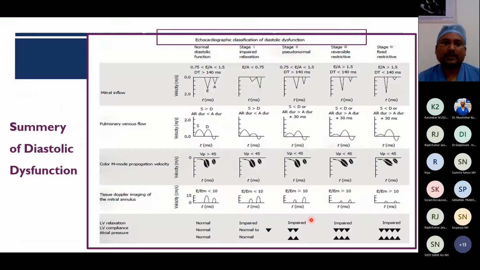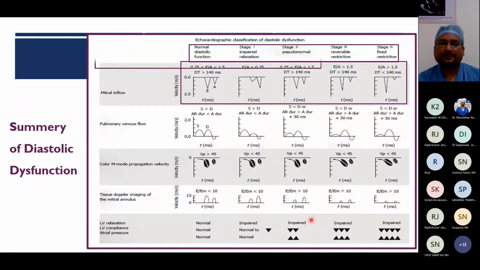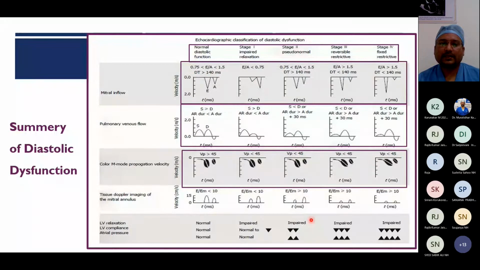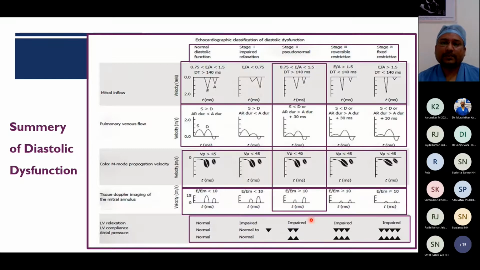In summary, we have 4 grades of diastolic dysfunction, and 4 assessments: mitral inflow, pulmonary venous, color M mode propagation, tissue Doppler imaging, and then the LA volume assessment. These are the patterns which are seen during echocardiography, and this is the way you should grade the diastolic dysfunction. We have to always remember to differentiate between the pseudo-normal and the normal pattern.